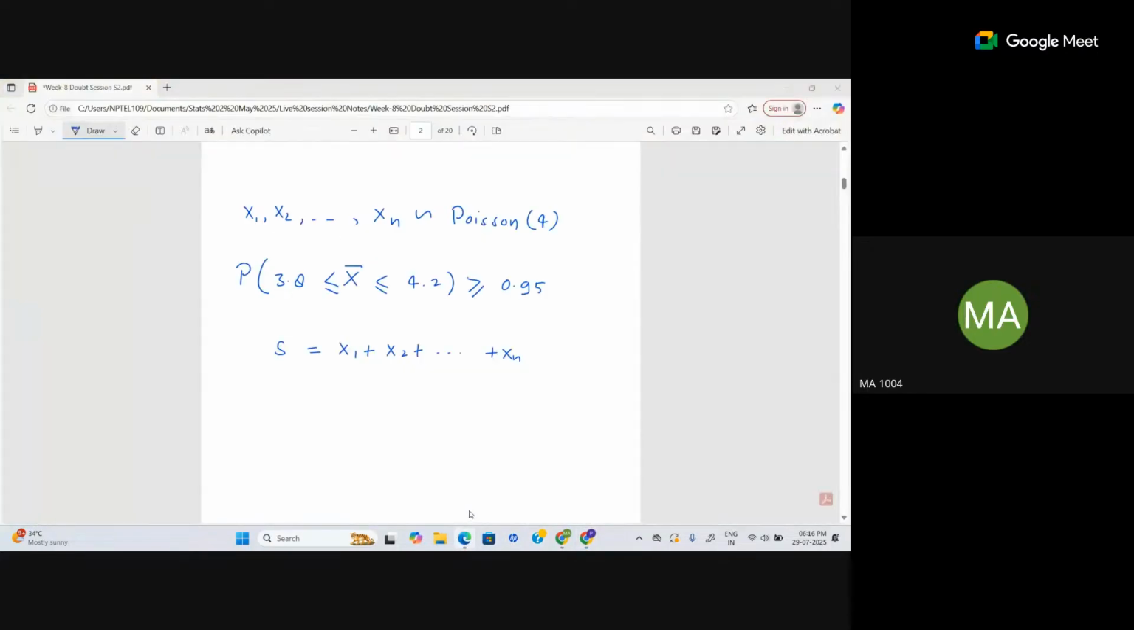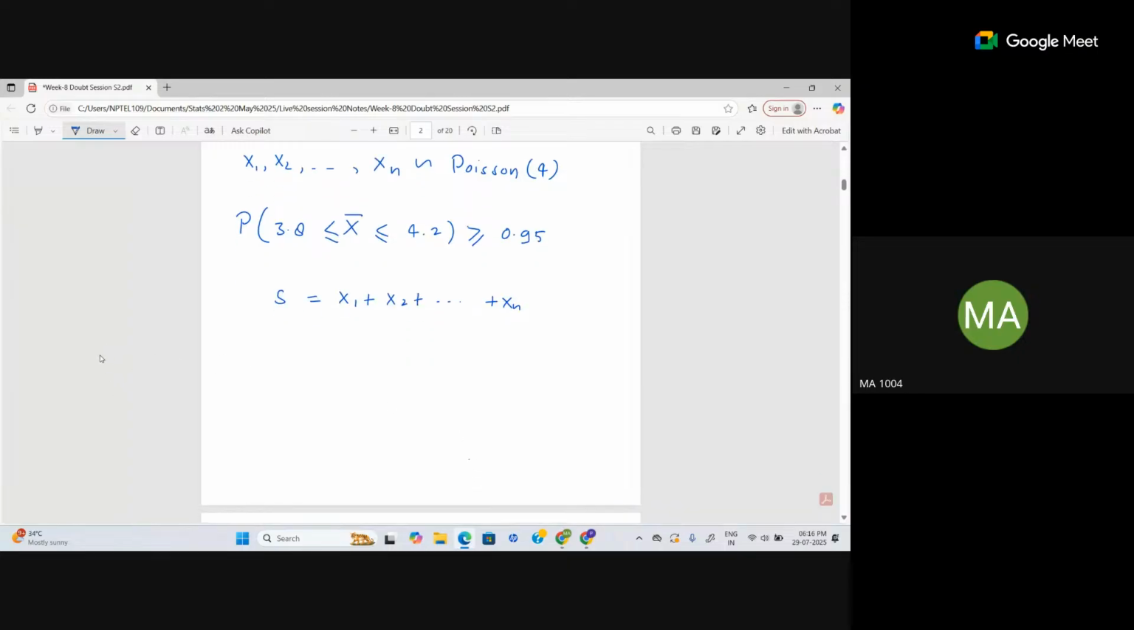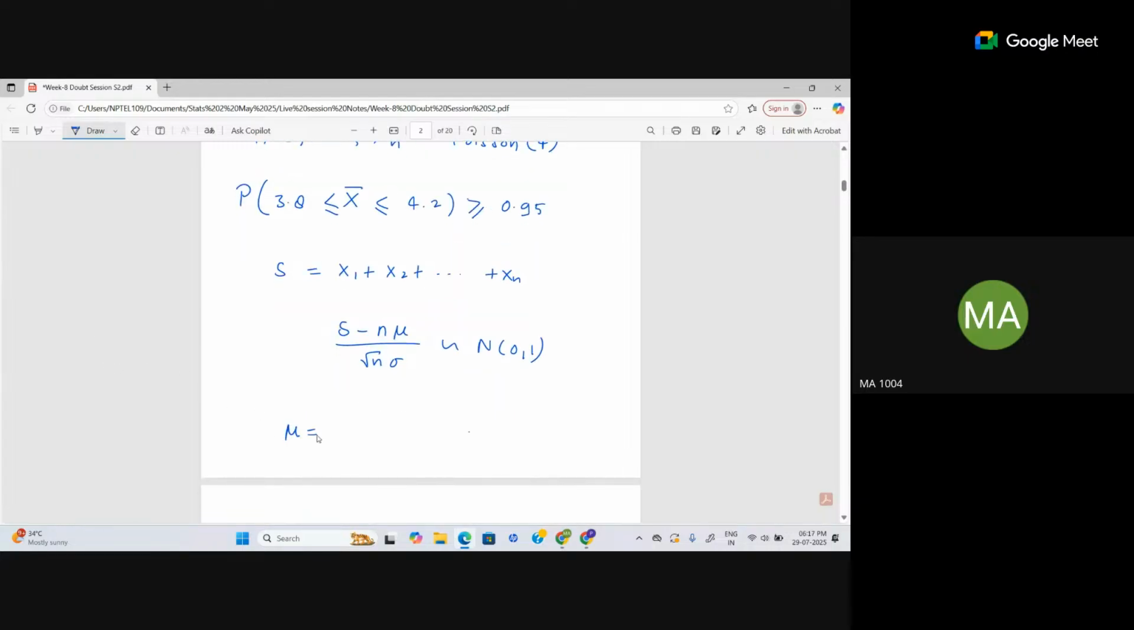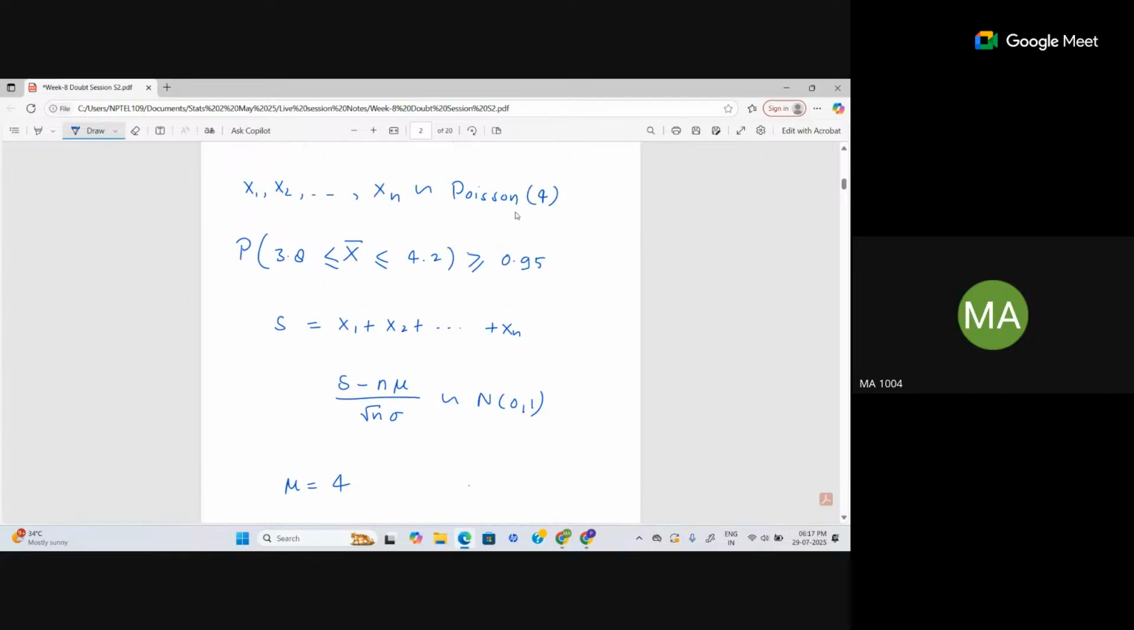Now we know that (S minus n mu) divided by root n sigma will follow normal 0 comma 1, right? Okay, so n is something that we have to find here, and mu and sigma we can calculate. So what will be the value of mu? Mu should be 4, because x1, x2 are following a Poisson distribution with parameter 4. So this is the value of lambda.